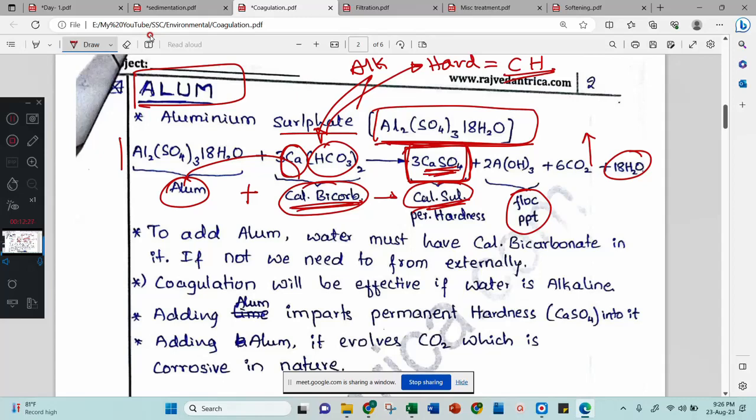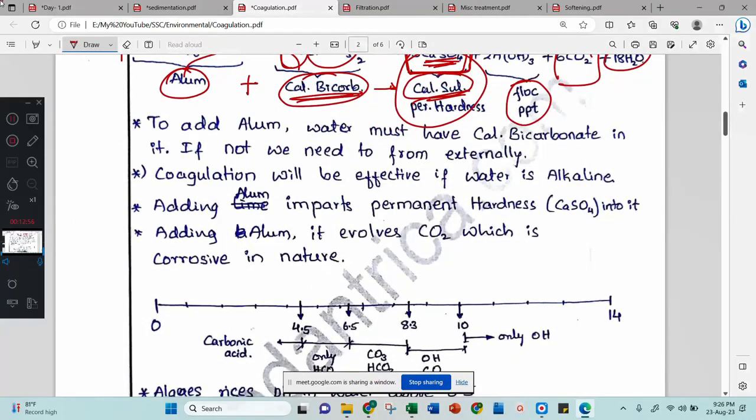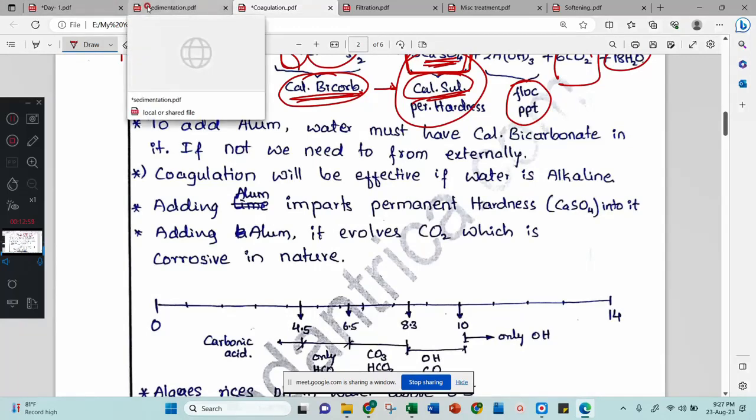Then one more demerit is CO2. You go through the chart given for acidity. Acidity is caused by 4 parameters I have given. In that CO2 is also there. Right? Means by adding alum, the acidity will increase. If the acidity is increased, what happens? Corrosion will be there in the pipes. Therefore, adding alum will introduce corrosion. Adding alum will introduce permanent hardness. These are the two demerits. Right?